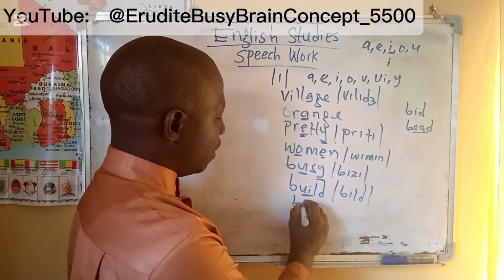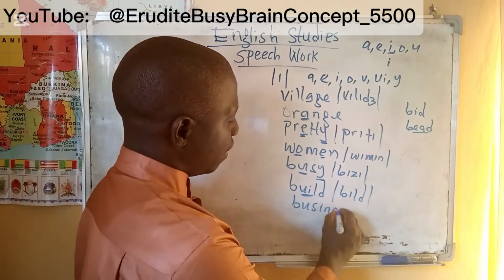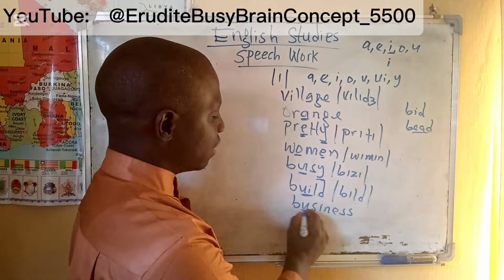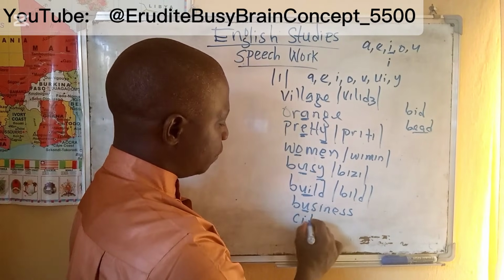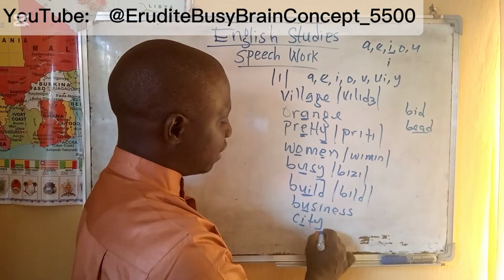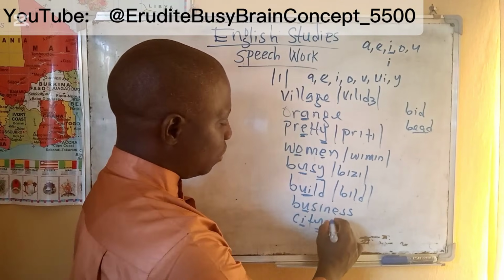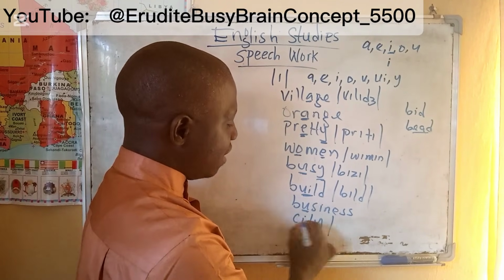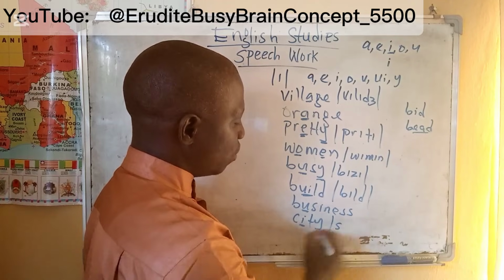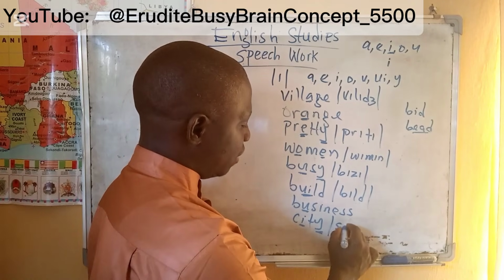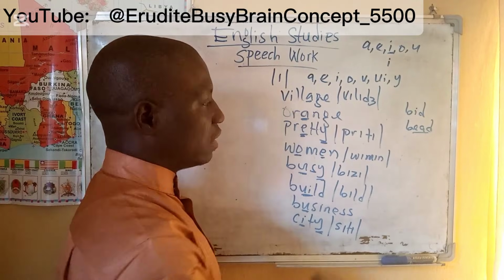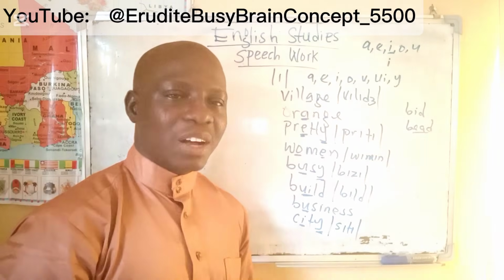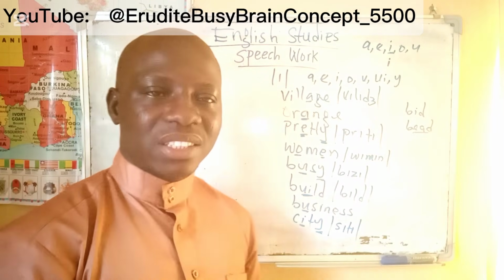Then we also have business. Is that okay? Because of time, let us look at this. This is city. You see that the letter C here sounds like this sound. Then you see the letter Y, city. So these are some of the examples under the short E sound.